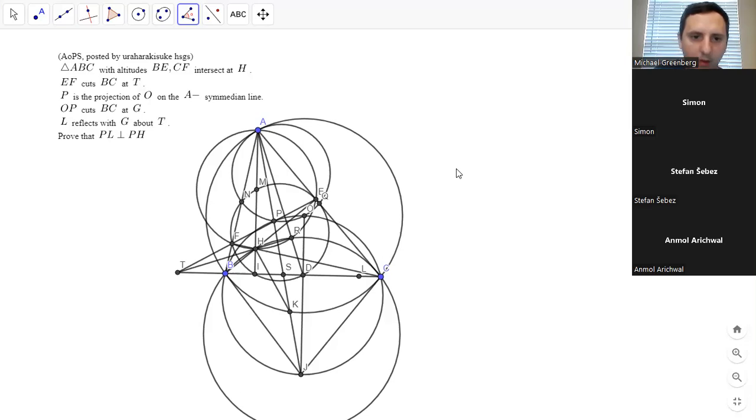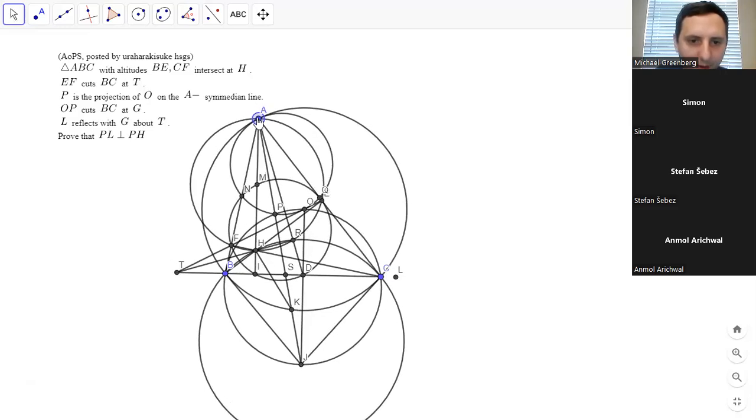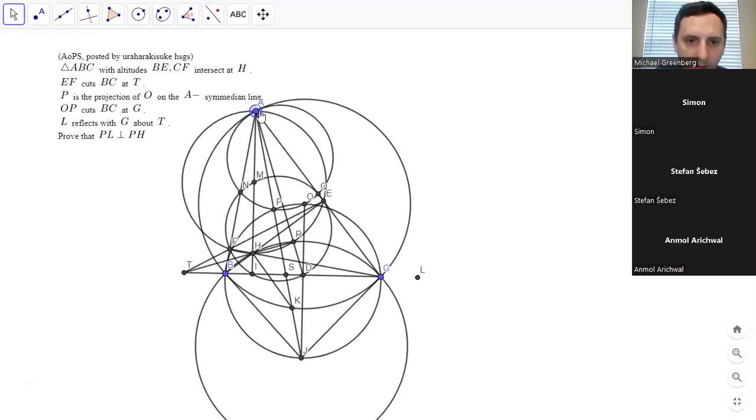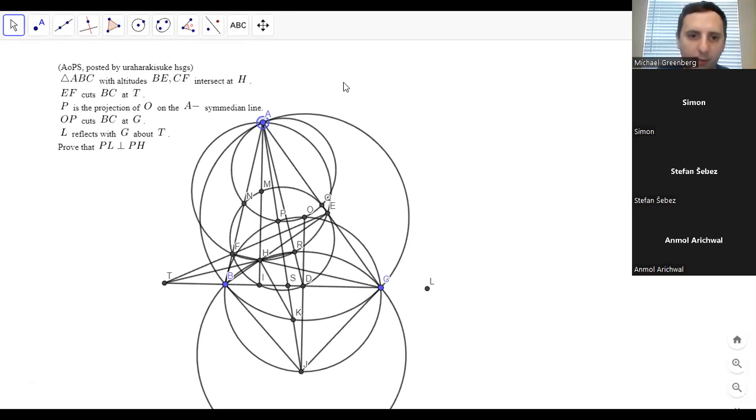Could you say again why? Yeah, so showing that angle TPM is 90 is the same as showing that P is the midpoint of EF. But P doesn't lie on EF. Oh, I got confused. You're right. Okay. Yeah, that's a good point.